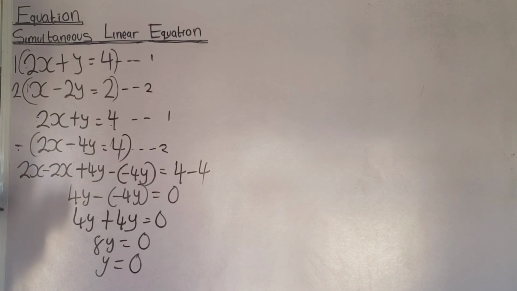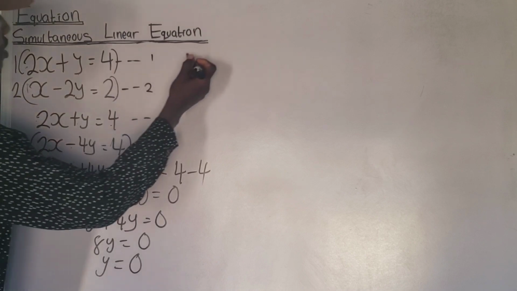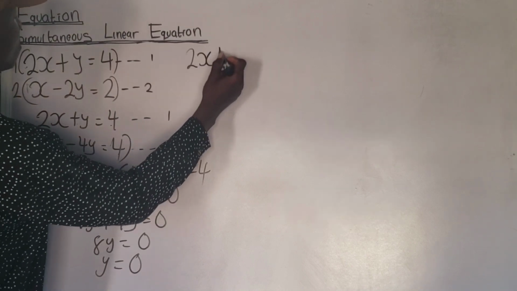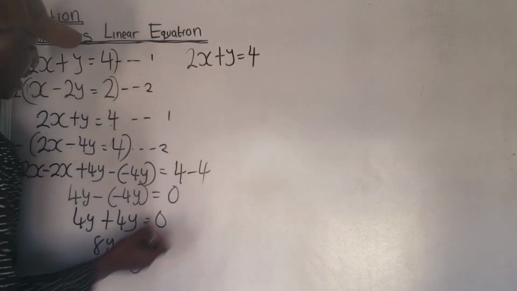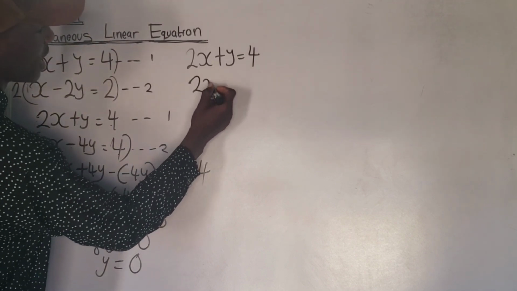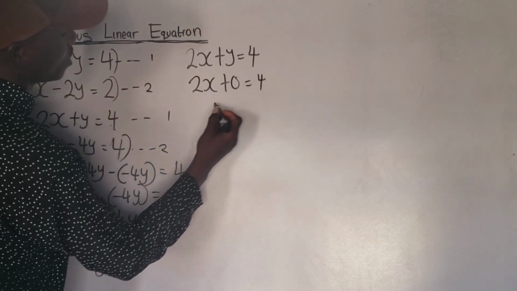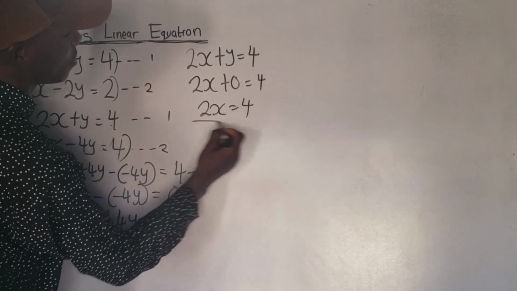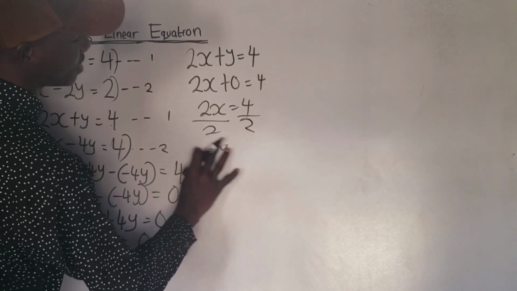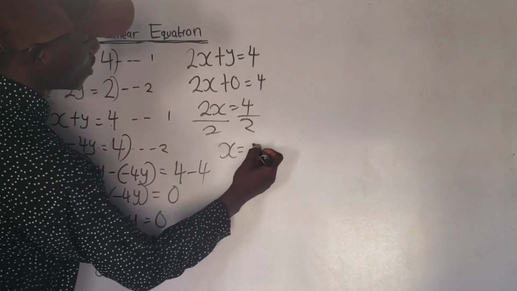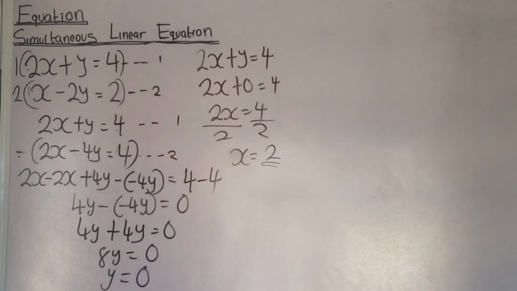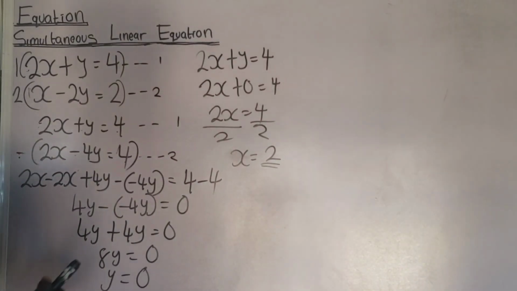Now, having gotten the value of y as 0, to get the value of x, we have to substitute the value of y into any of the equations. You understand? Should we use equation 1 or equation 2? Let's use equation 1. Equation 1 is 2x plus y equals 4. When y is 0, I'm going to have 2x plus 0 equals 4. So 2x equals 4. Divide both sides by 2. That means x equals 2. Hence, the values of x and y are 2 and 0 respectively.